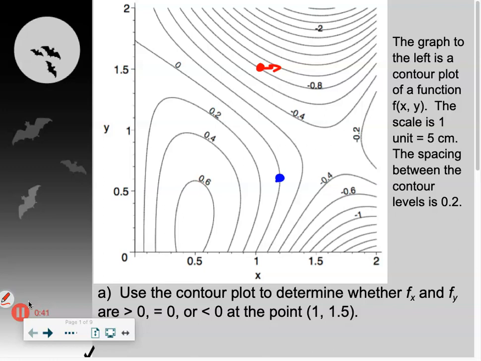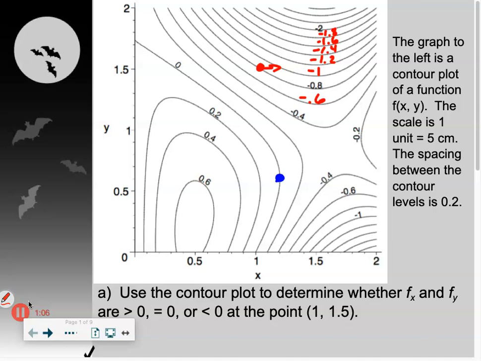Well, let's make sure we know what these z values are. This is negative 0.4, this is negative 0.6, this is negative 0.8, this is negative 1, negative 1.2, 1.4, 1.6, 1.8, and then you're at negative 2. So as you move to the right on the x-axis from that point, what's happening with your z value?